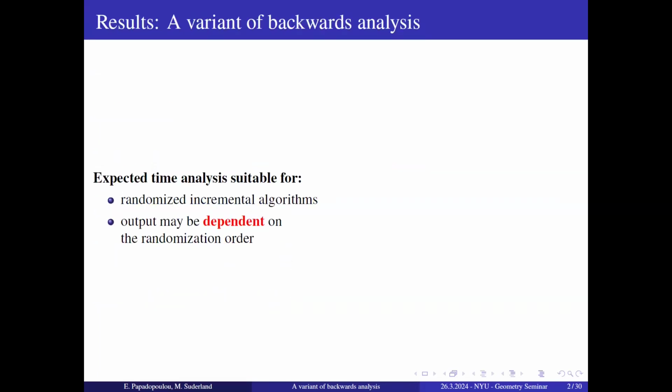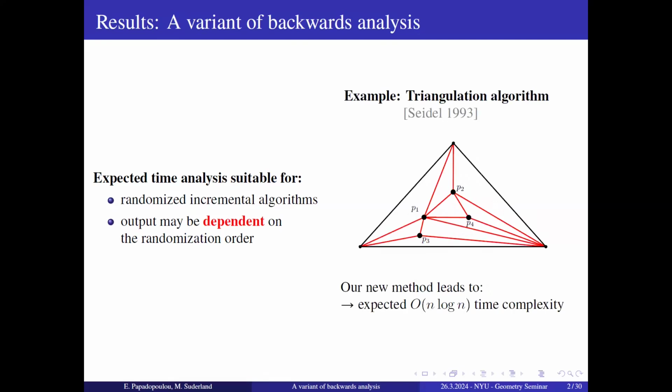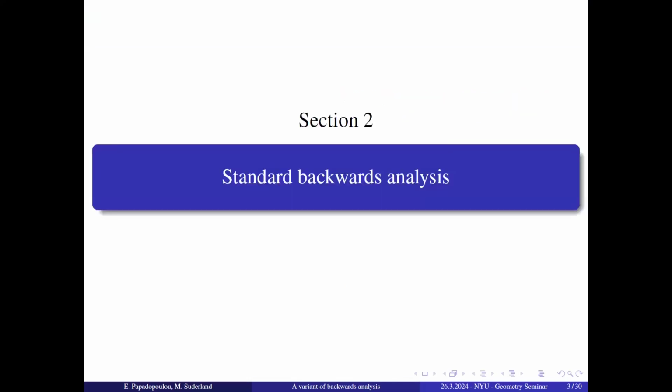The backwards analysis is a tool to bound the expected running time of randomized incremental algorithms. Usually, a requirement is that the output is independent of the randomization order. But what we do in our variant is get rid of this requirement so that we can even analyze order-dependent outputs. We look at one example that Seidel has given. He called this a bad example where standard backwards analysis is not applicable. And we show how with the new variant, we can actually analyze even that algorithm. There we derive an n log n running time for this triangulation algorithm. So let's get into the backwards analysis.